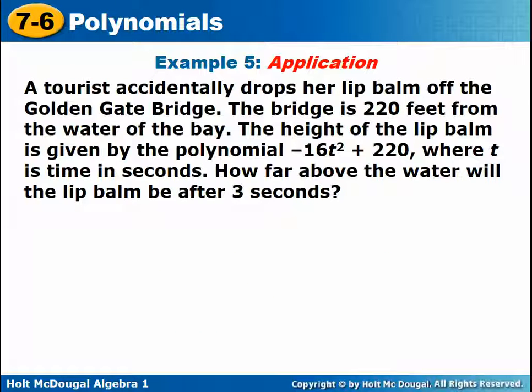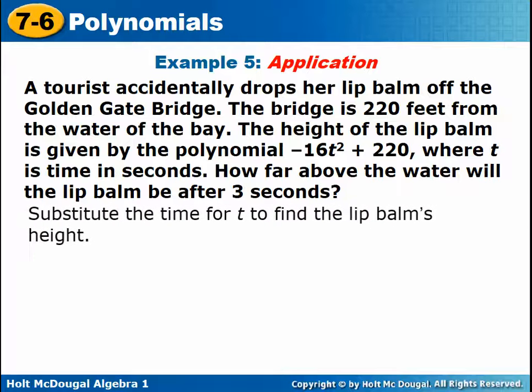Okay, finally we have an application problem that we will be using with a polynomial. A tourist accidentally drops her lip balm off the Golden Gate Bridge. The bridge is 220 feet from the water of the bay. The height of the lip balm is given by the polynomial negative 16t squared plus 220, where t is time in seconds. How far above the water will the lip balm be after 3 seconds?